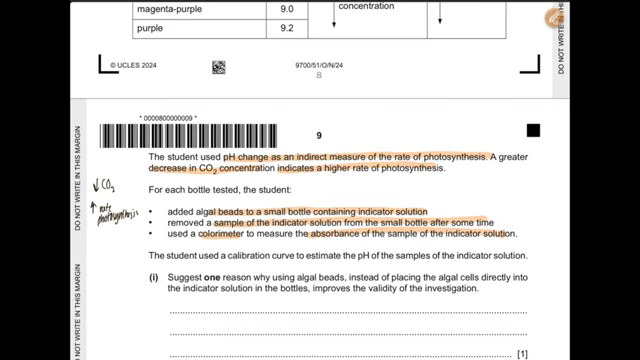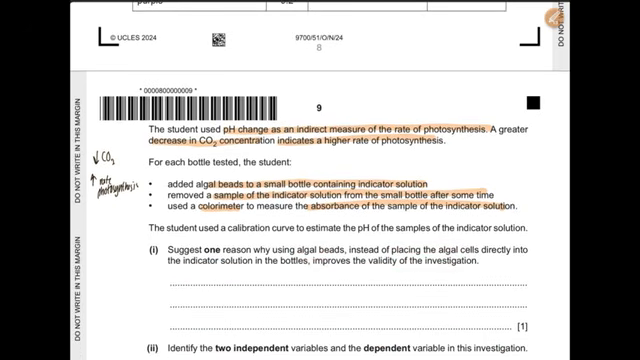Suggest one reason why using algal beads instead of placing the algal cells directly into the indicator solution improves the validity of the investigation. We can easily separate the indicator. We can filter it out, that's why.